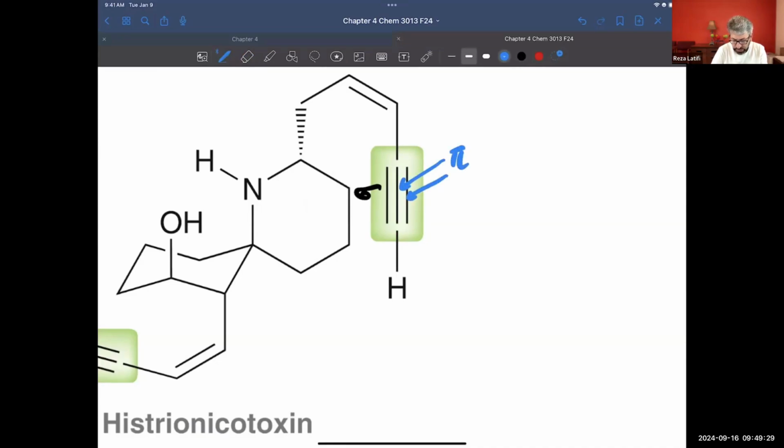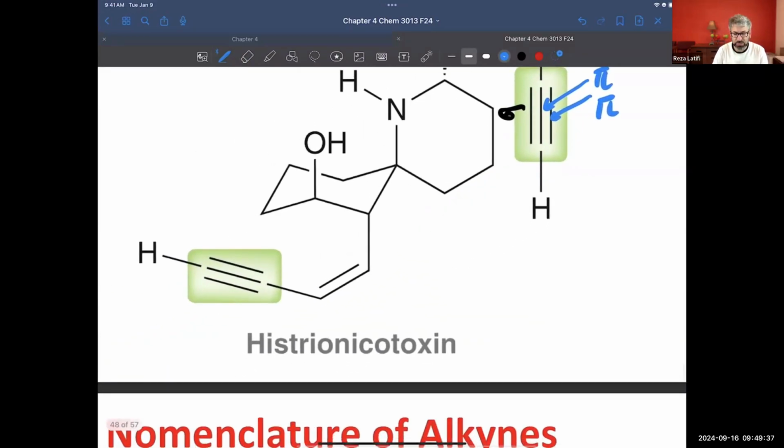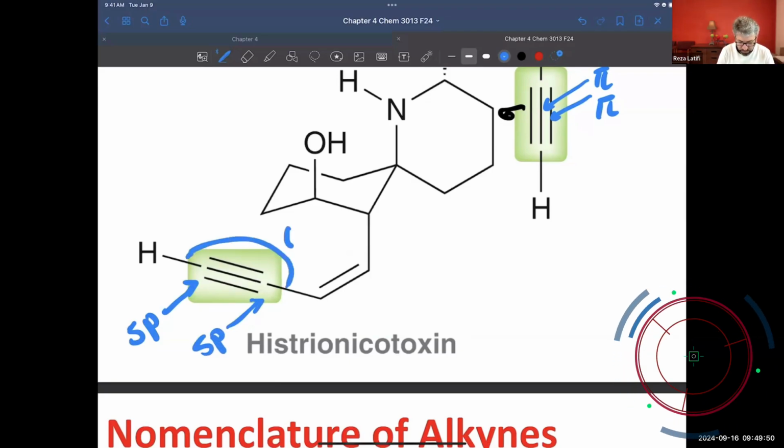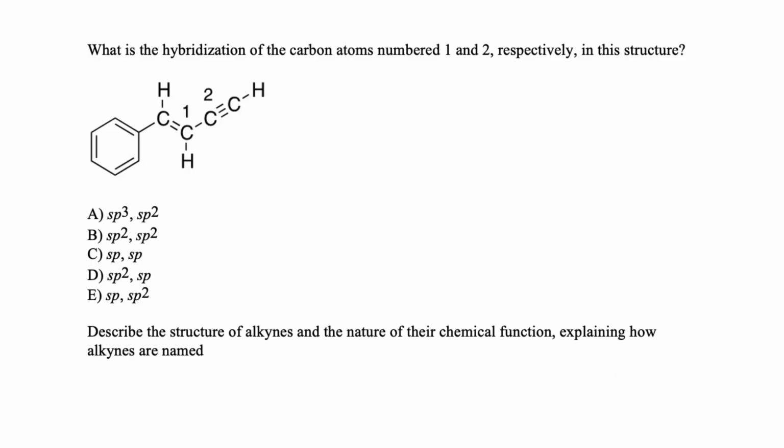Okay, so we have 2 pi bonds, and we say the degree of unsaturation will be equal to 2. Okay, the hybridization, whenever you're talking about alkynes, will be sp. So any carbon that's involved in the triple bond will have sp hybridization. It means the bond angle will be 180, and the system will be linear.